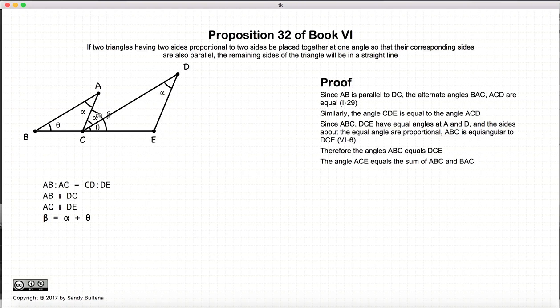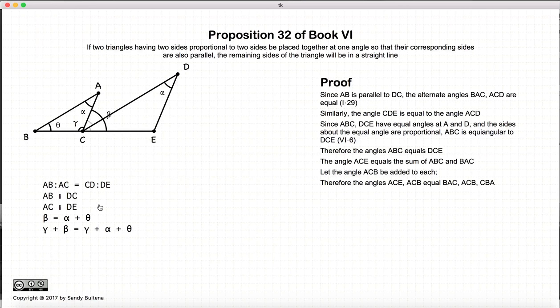And now let's look at this angle beta. The angle beta is equal to the sum of the two interior angles, theta and alpha. So we have that beta equals alpha plus theta. And if we take this equation and add the third angle, gamma, to it, we have that gamma plus beta is equal to gamma plus alpha plus theta. But gamma plus alpha plus theta is equal to 180 degrees or two right angles. So we have that gamma plus beta is equal to two right angles.